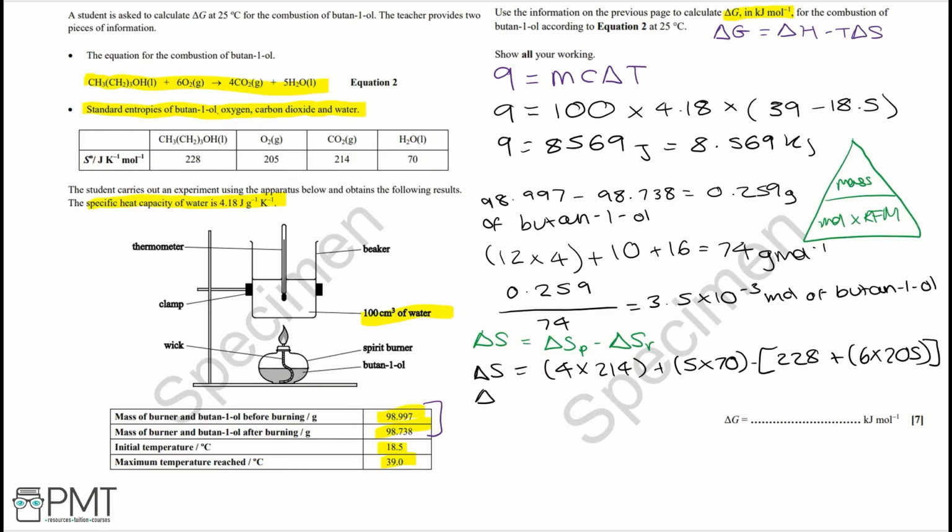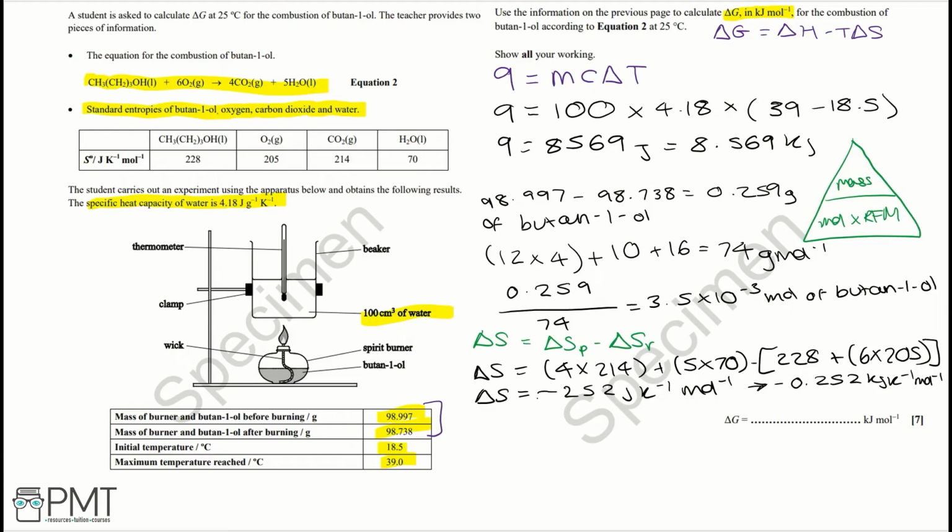And that gives us a delta S value of minus 252 joules per Kelvin per mole, which can then be converted to kilojoules per Kelvin per mole, and that would be minus 0.252 kilojoules per Kelvin per mole.